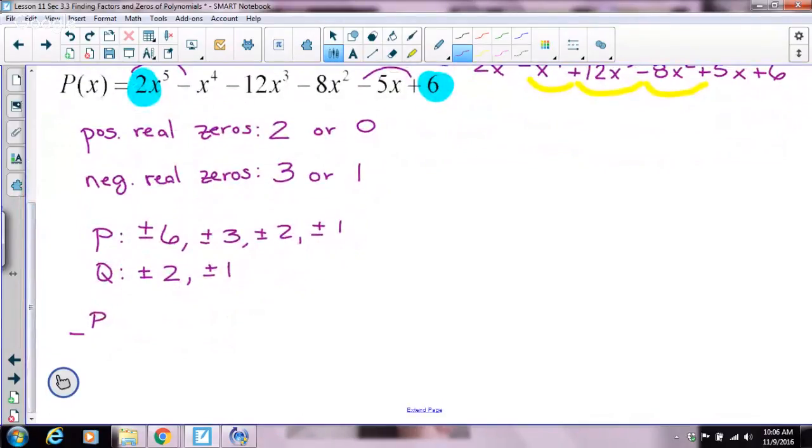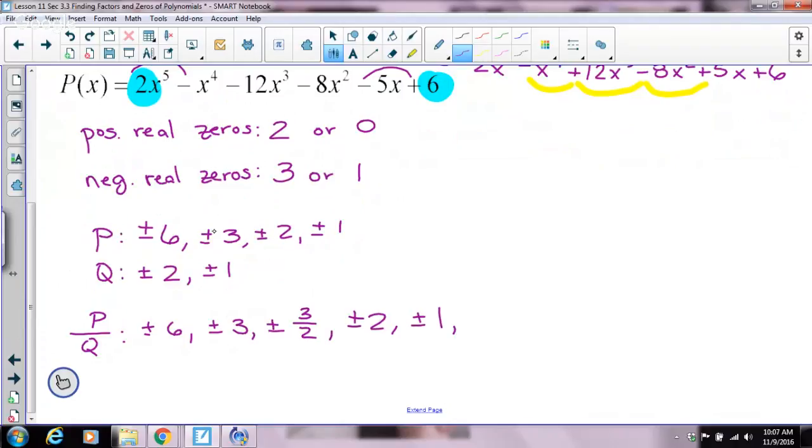So then P over Q is plus or minus 6, plus or minus 3, plus or minus, right? Because 6 over 1 is 6, 6 over 2 is 3. Then 3 over 2, 3 over 1, but I already have the 3 over 1, don't I? So 3 over 2 is just 3 halves. 2 over 2 is 1. 2 over 1 is 2, which is bigger, so I'll put it first.